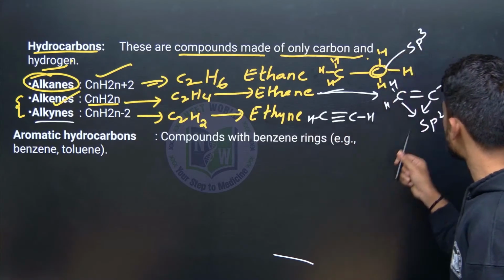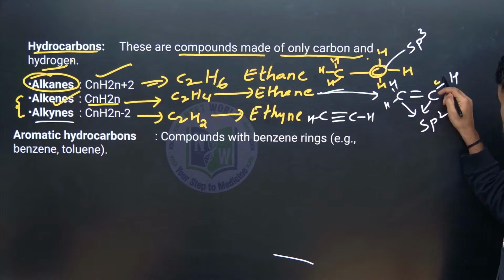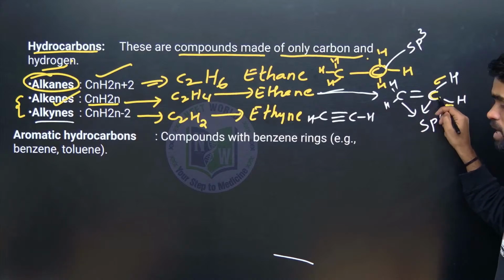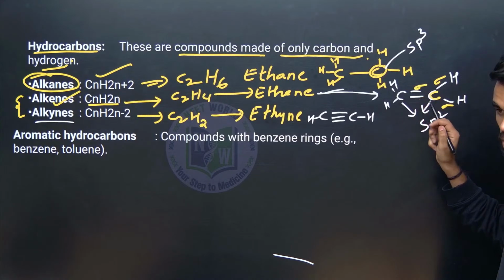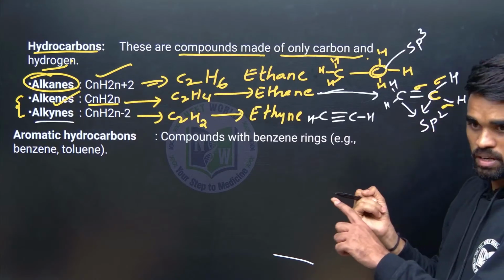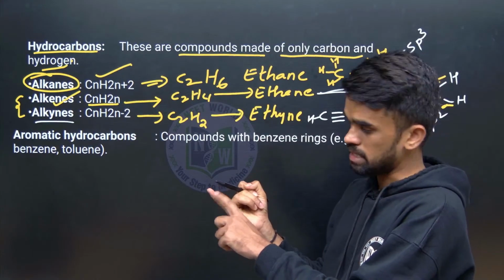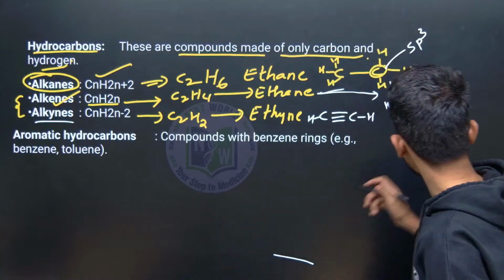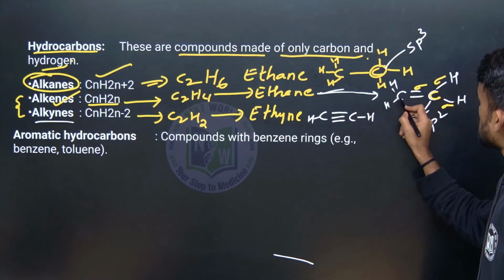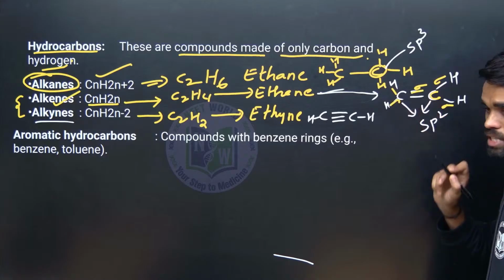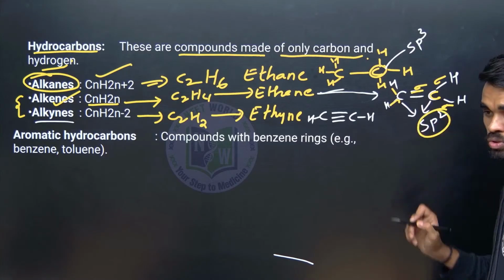Just count the number of sigma bonds in this. See, this is 1 sigma, second sigma for this carbon I am saying. This is again third sigma. So 3 sigma bonds now, s1, p2, sp2. So what we are getting here? sp2. This side also 1 sigma, second sigma, third sigma. So both are getting sp2, sp2 only.